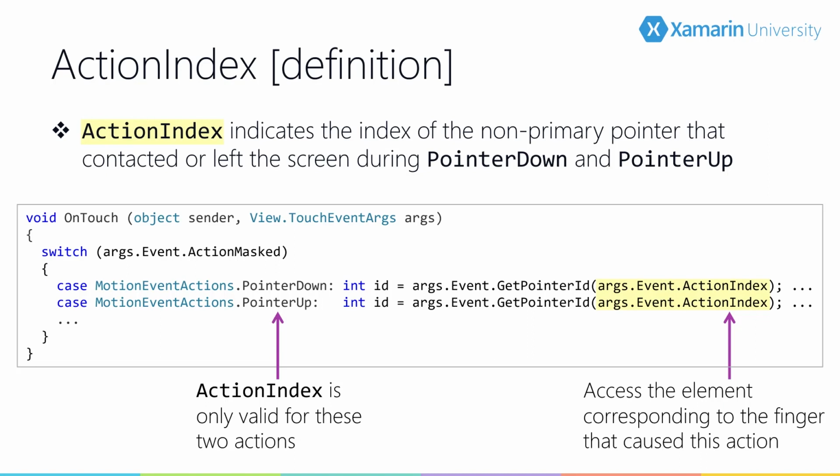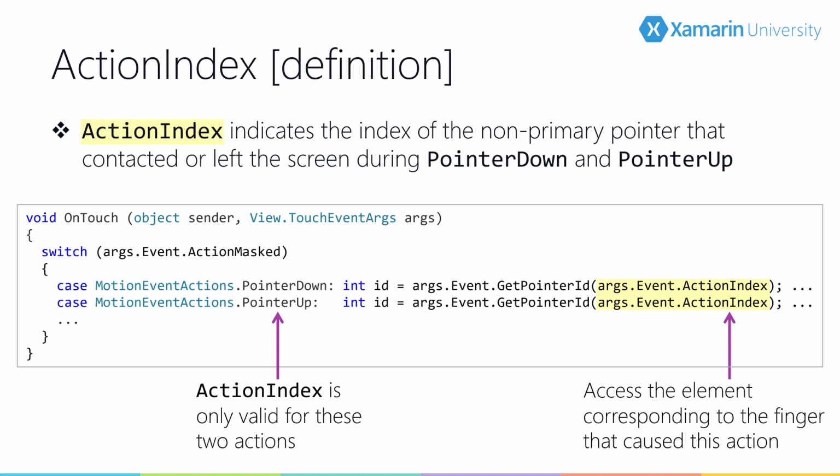The pointer down and the pointer up actions report non-primary fingers contacting or leaving the screen. In both of these cases, it just isn't possible for you to know the location in the collection for that finger that just changed state. That's what the action index is for. It gives you the index of the record for the finger that just contacted or left the screen.